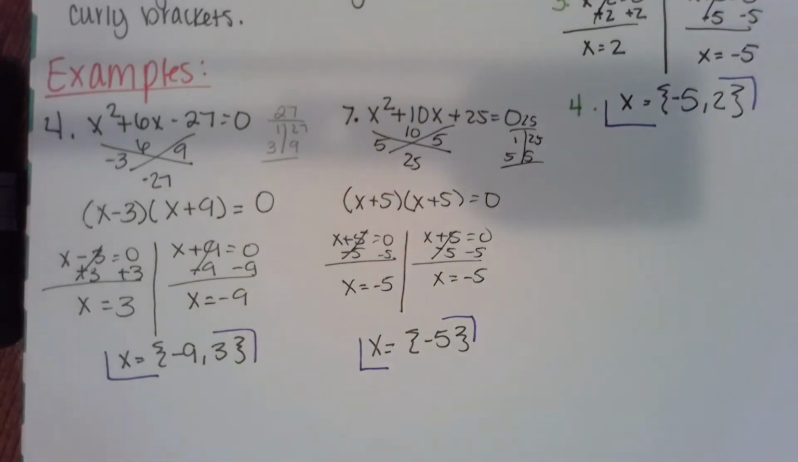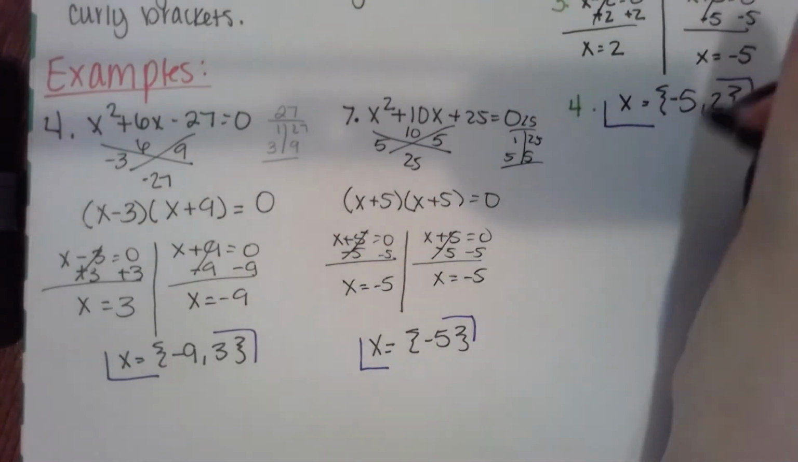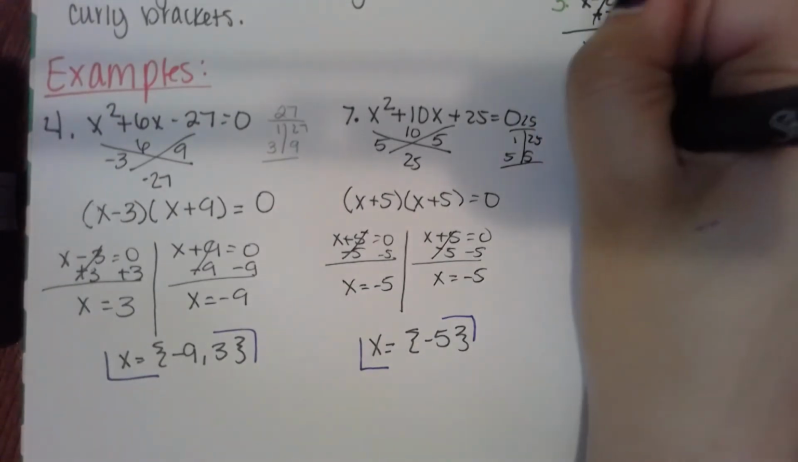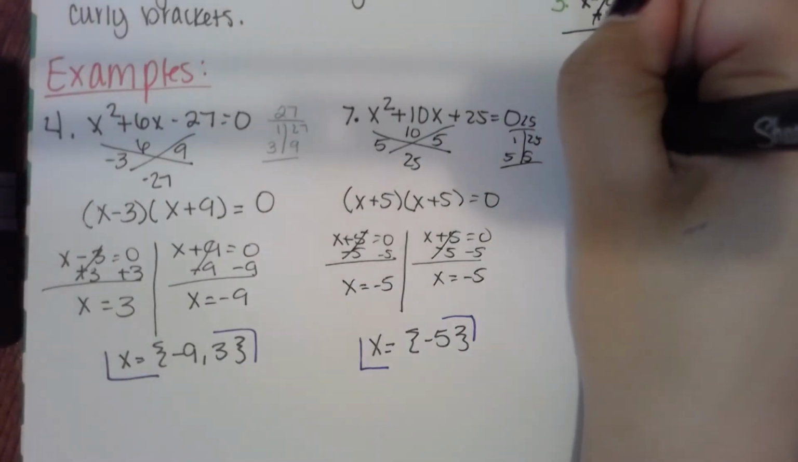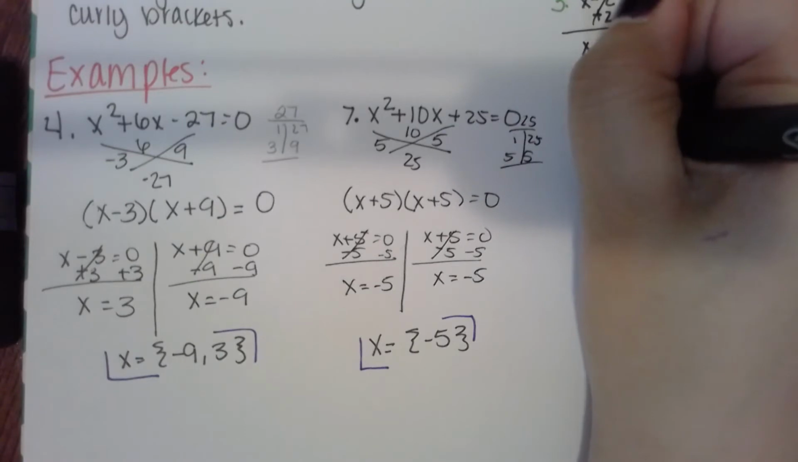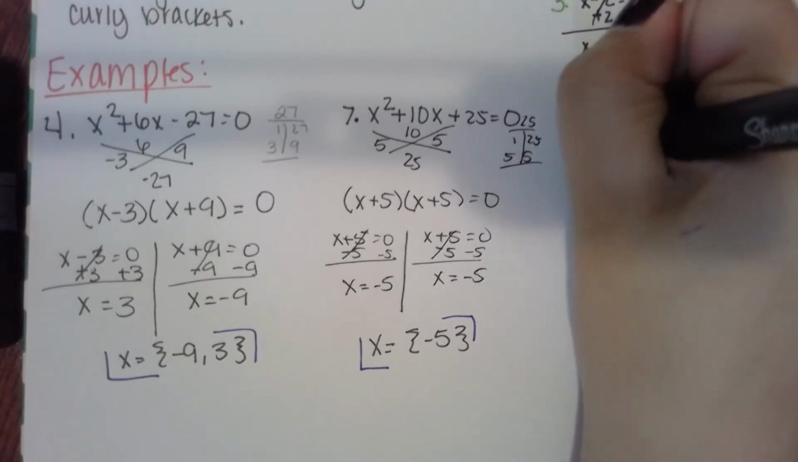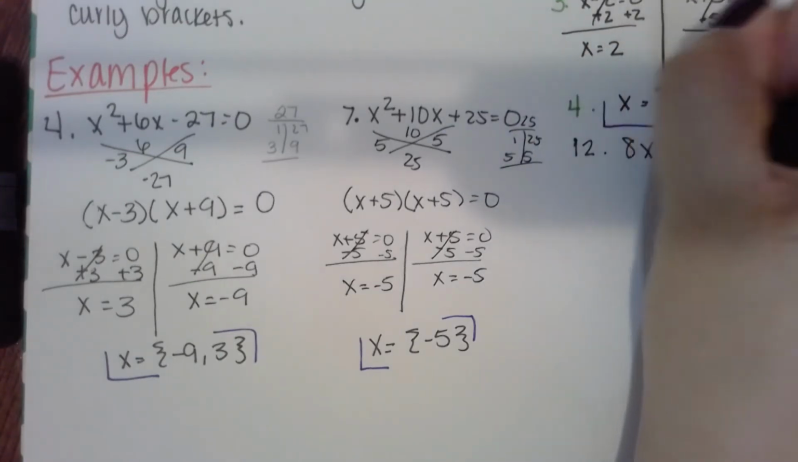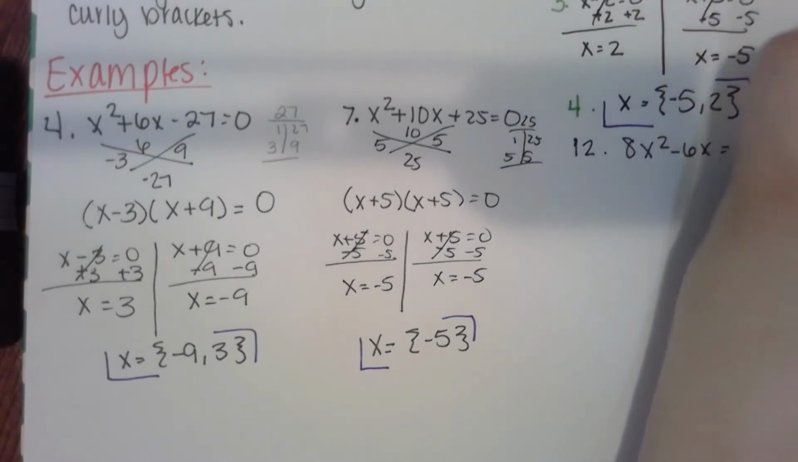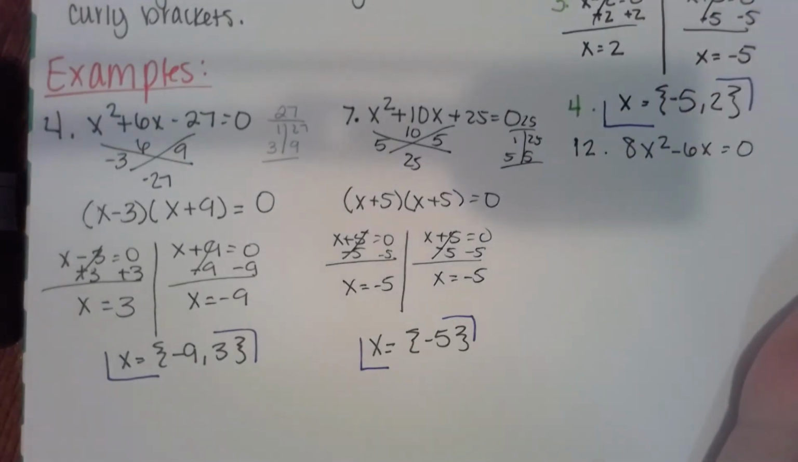Alright, not all of these are going to be factoring by trinomials. Here's number 12. So number 12 says 8x squared minus 6x equals 0. So notice that you're missing an x, 0. Then you cannot do this by trinomials, because then you'd be looking for the factors of 0, and the factors of 0 are only 0 and 0. That's it. Anything times 0 is 0.